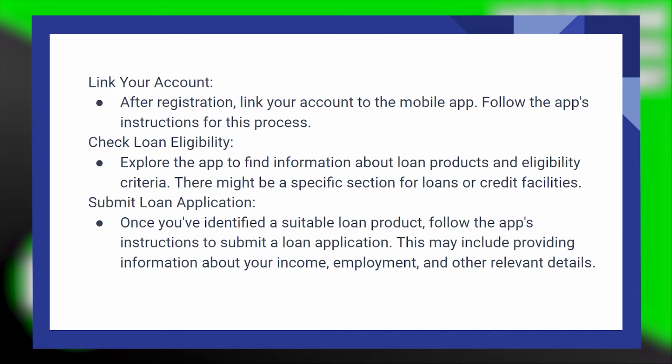Explore the app to find information about loan products and eligibility criteria. There might be a specific section for loans or credit facilities. Once you've identified a suitable loan product, follow the app's instructions to submit a loan application. This may include providing information about your income, employment, and other relevant details.